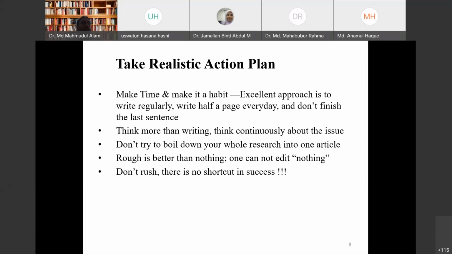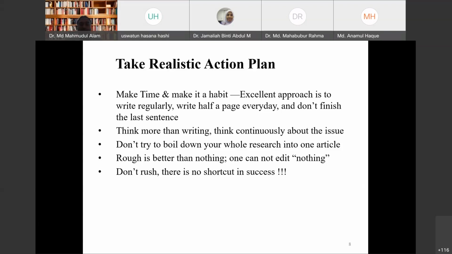And in the developed world, their thinking is different, their style is different, their quantity and quality are different, and their pressure is also different. They can think with a cool head. You cannot think under pressure. You cannot think under pressure. So you need to think; creativity will come with a cool head. And then we need to think more continuously rather than write more. And don't try to boil down your whole research, whole idea, everything into one article.